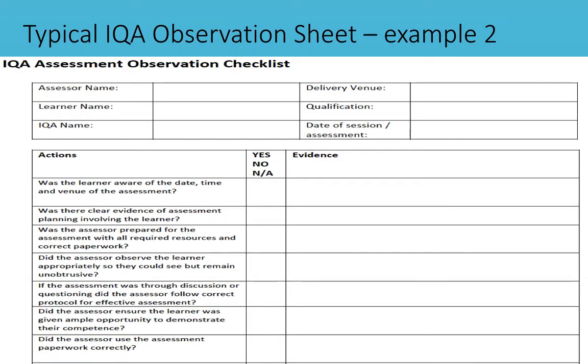Now this shows an example of an observation sheet for observing an assessment. Again, you have the same kind of recipe, the same kind of makeup of the various different bits of information that you'll need. Down the left hand side you'll have the criteria that you're marking the assessor against. In the middle column you have a yes or no as to whether they've achieved that or not. And then again on the right hand side, space for you to write down what you've seen that substantiates your judgments and decisions.